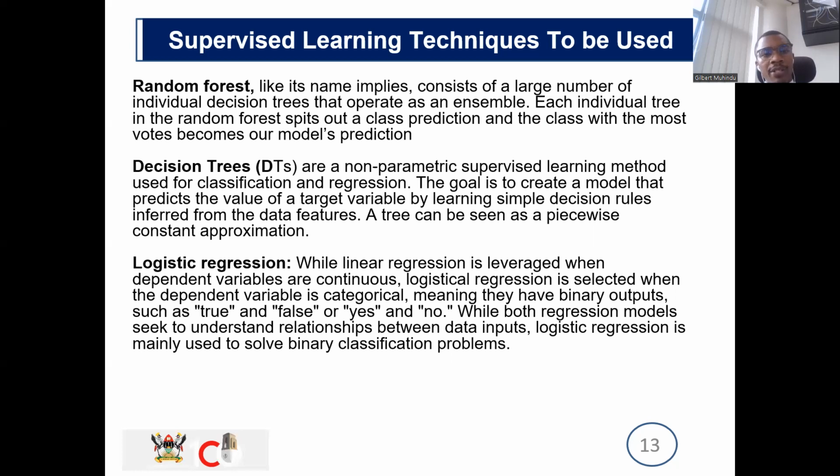For decision trees, it's a tree-like model where decisions are made with possible outcomes as a diagram. It's much easier to visualize, though the results may not be as accurate as for the random forest.